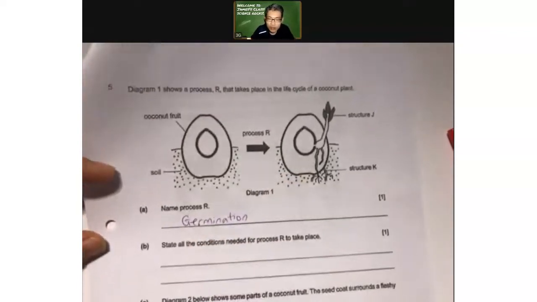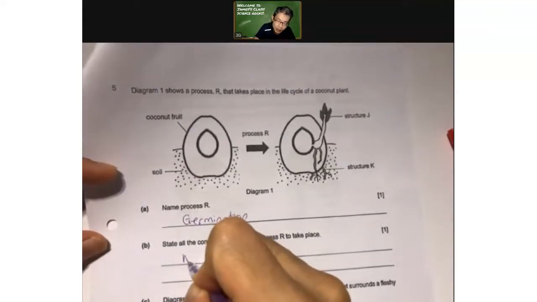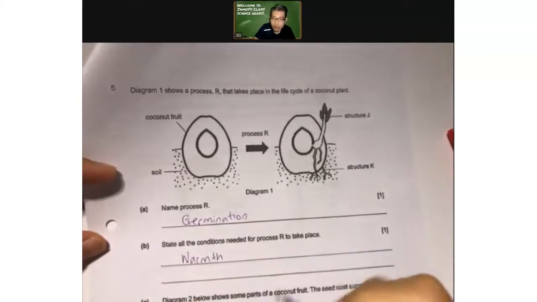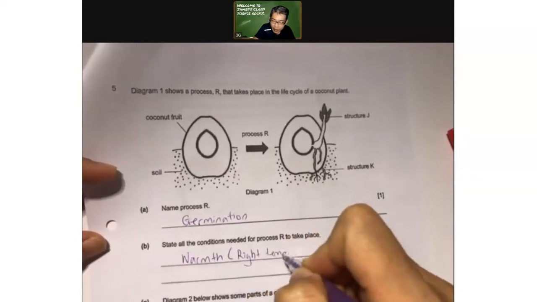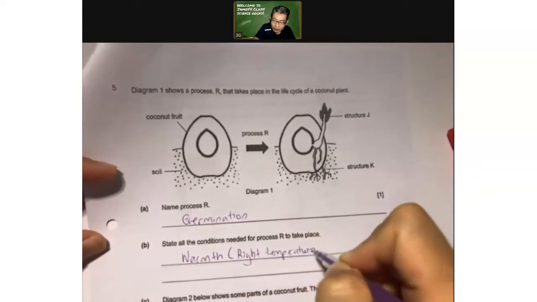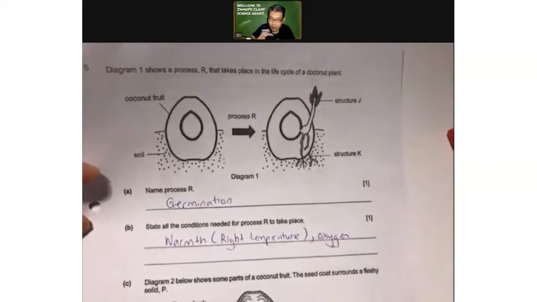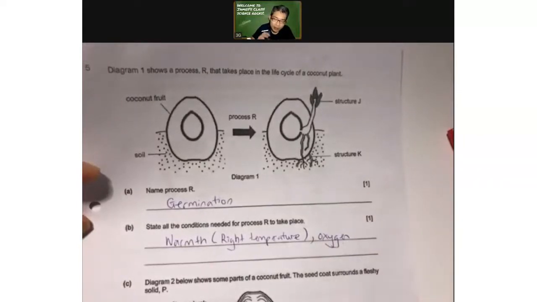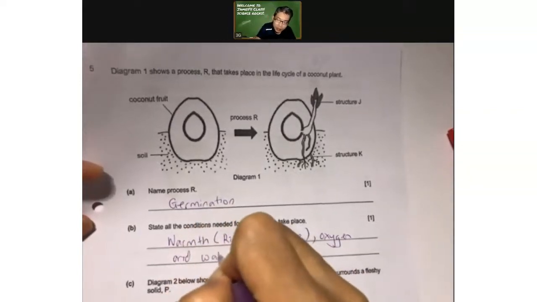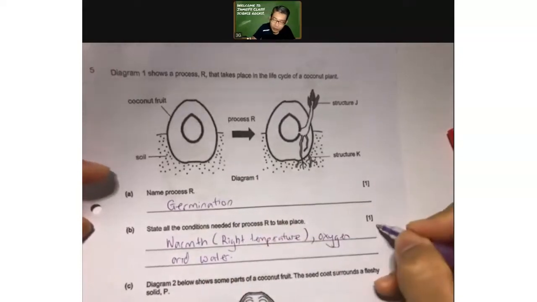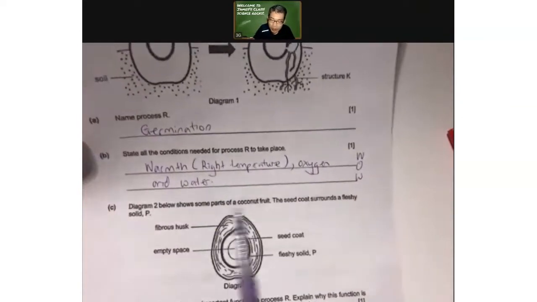State all the conditions needed for germination, process R, to take place. Well, for the conditions, there must be warmth, or some of you would say there must be the right temperature. Both will be accepted. There has to be oxygen. Try not to use air because air is a mixture of gases, where oxygen is what the germinating seed needs. And it needs water. Like your science teacher would have taught you, remember it using the acronym WOW. Next, the diagram here shows some parts of the coconut fruit.